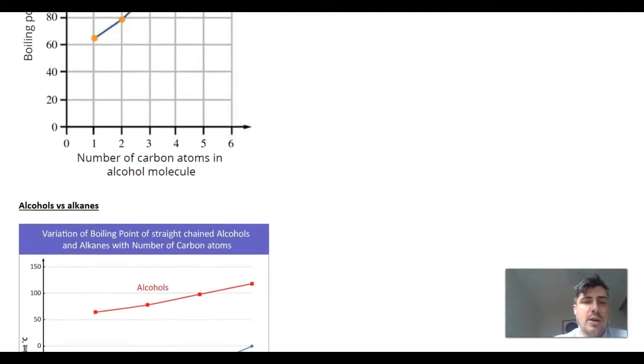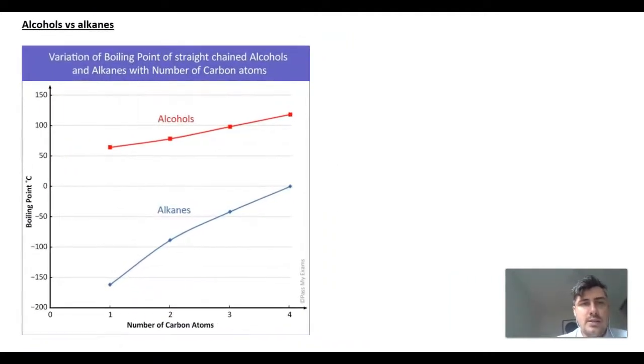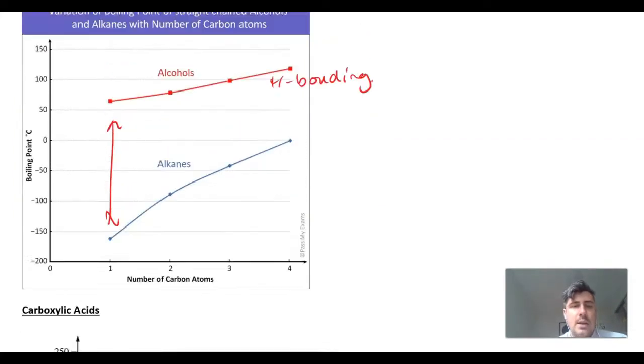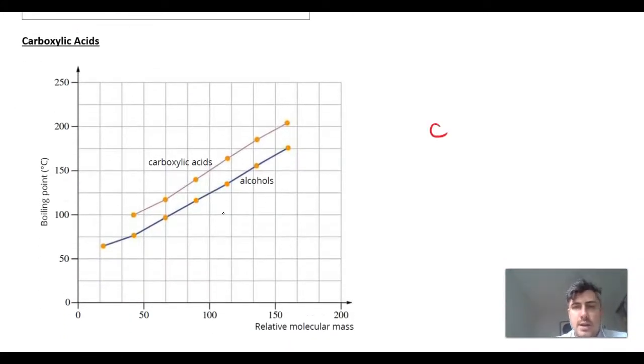If we compare alcohols and their non-polar cousins, the alkanes, you can see that there's a big difference in boiling point, and that's because of H bonding. So hydrogen bonding means that the energy required to break the molecules apart to turn it into a gas is much higher than with alkanes. But you can see alkanes follow a similar pattern of dispersion forces increasing the boiling point as you increase the number of carbons.